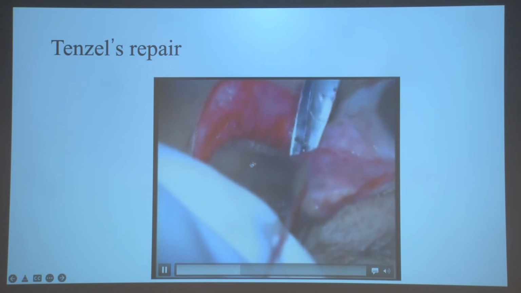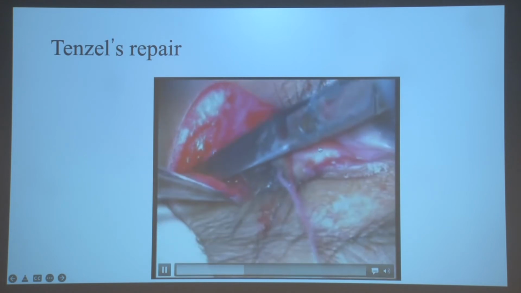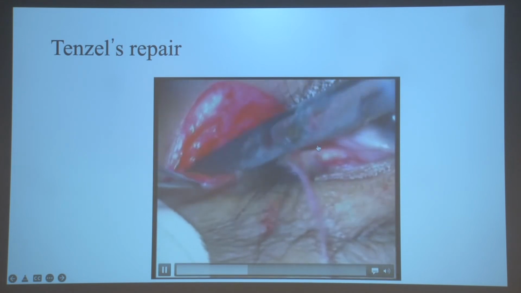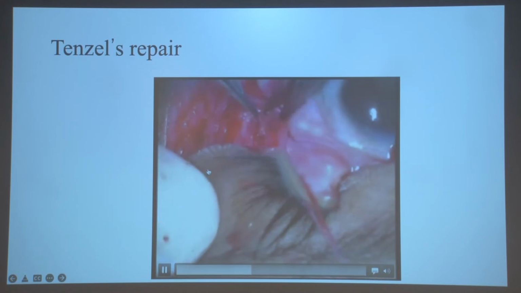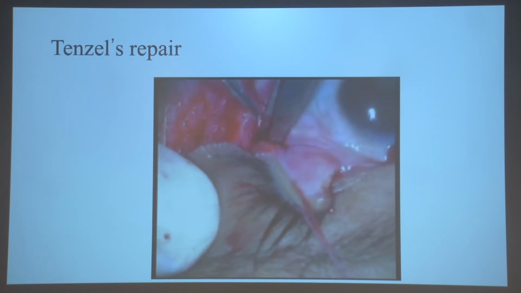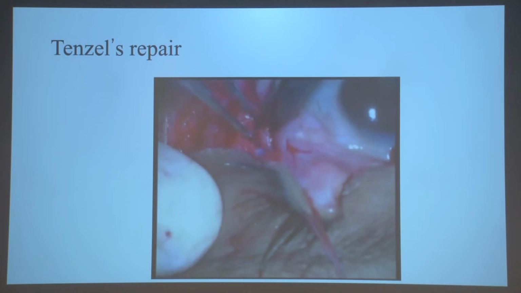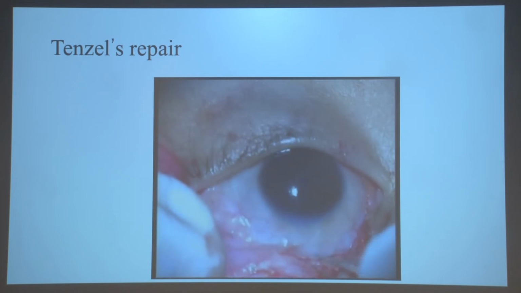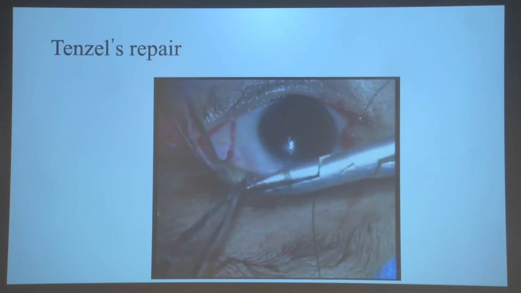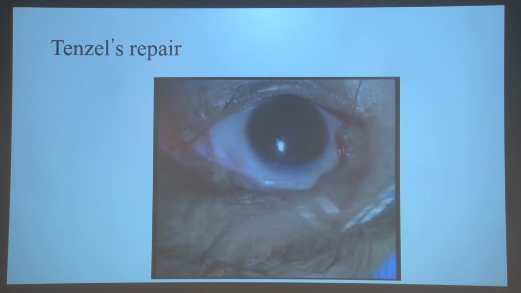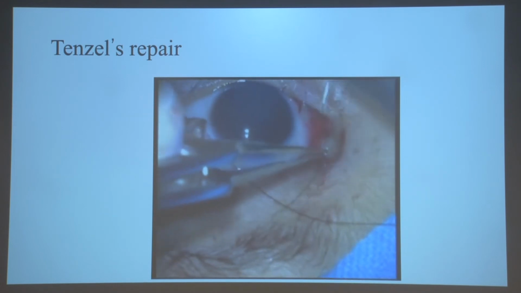Then it is important to free this area fully with a canthotomy and cantholysis and do a good undermining of the skin. So the canthotomy was already done. So this is a cantholysis, and then you need to do a good marginal repair once the tension is gone.